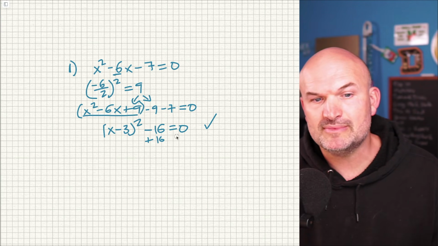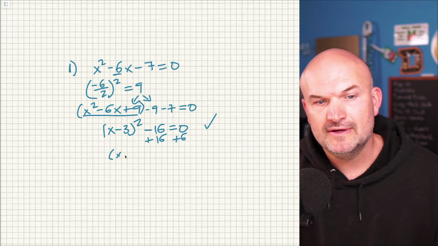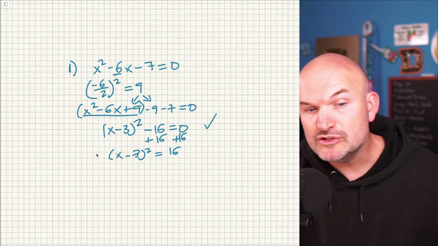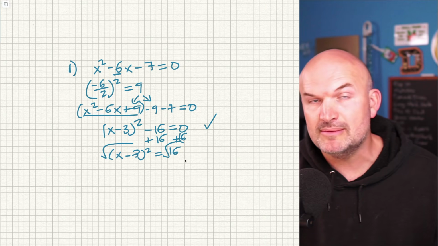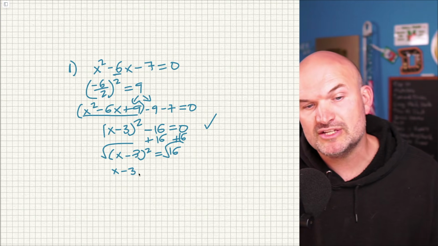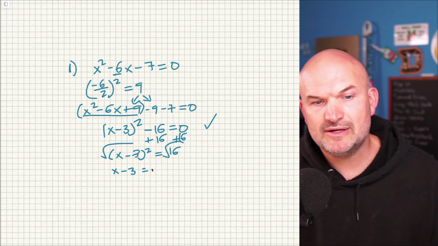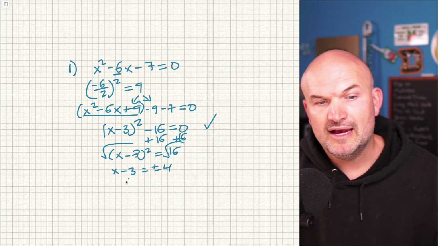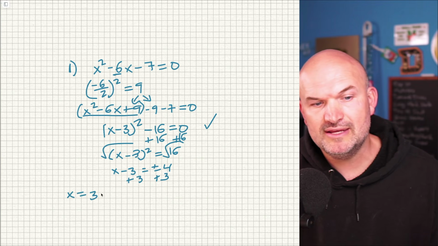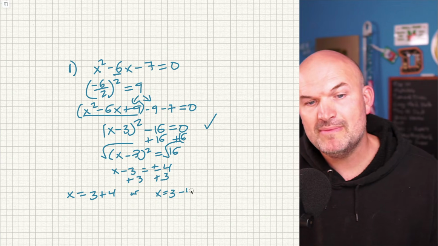So first thing I'm going to do is add 16 to the other side. Now I have (x - 3) squared equals 16. Now I can undo the squaring by introducing the square root on both sides. Just remember, when you introduce the square root, you have to include the plus or minus. So x - 3 equals plus or minus 4, and then just add my 3 to both sides. So x = 3 + 4, or x = 3 - 4.